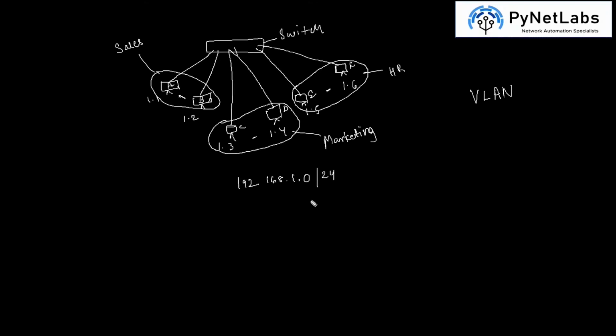Make sense? So first of all, VLAN stands for Virtual Local Area Network. So what we are basically doing by creating a VLAN on a switch is creating a group so that that group cannot communicate with other groups present on the switch. Make sense?